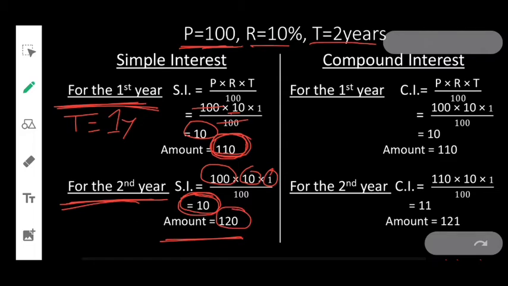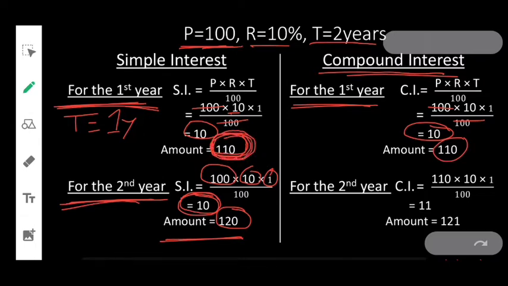Now we'll calculate compound interest. The compound interest for the first year, the formula is P into R into T by 100. So 100 into 10 into 1 by 100 will be cancelled. So compound interest is 10 rupees, and amount will be principal plus interest, that is 100 plus 10, which is 110. As you can see, for the first year, simple interest is 10 rupees and compound interest is also 10 rupees. That's why simple interest and compound interest are the same for the first year only.